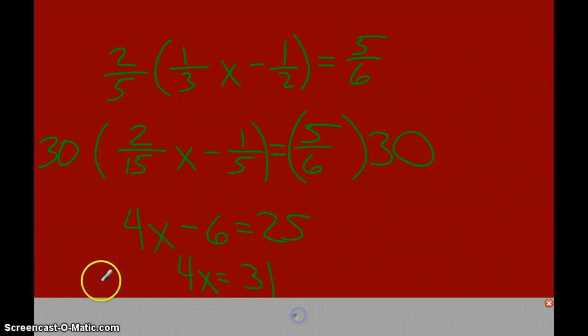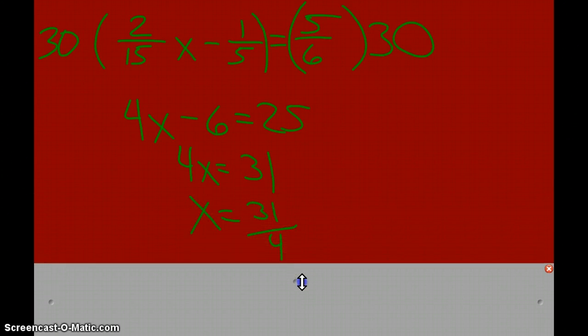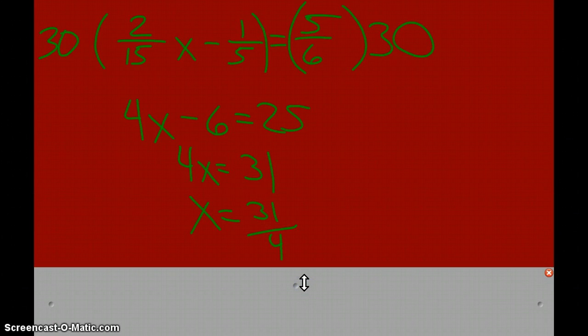So we start solving. 4x minus 6 equals 25. We add the 6 to give us 4x equals 31. And we divide by 4 to get an answer of x equals 31/4. Again, an ugly problem with an ugly answer. However, the work ended up not being ugly because we were able to use a little shortcut to get ourselves into whole numbers.